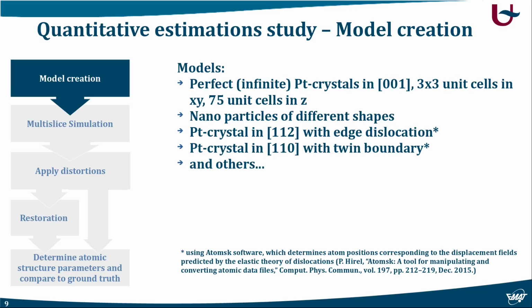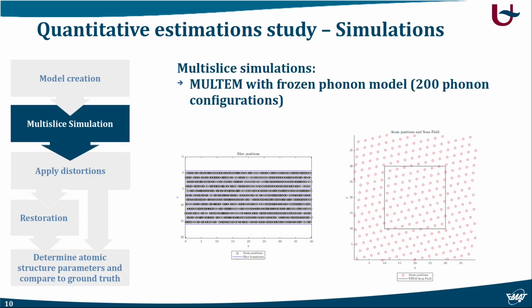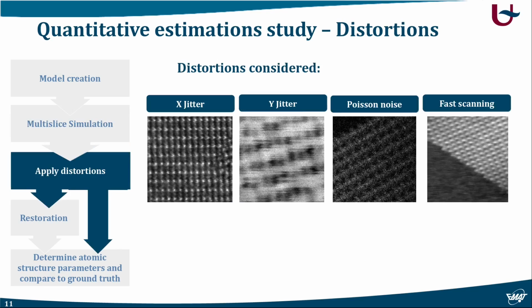We created a variety of models for this study, each of which has some sort of peculiarities, such as dislocations or twin boundaries and things like that. On those models, we would run a full multi-slice simulation using Multem with a frozen phonon model, and then apply these distortions. Now we were looking especially at distortions we believe to have the biggest impact on the quantification of atomic structures, which is X and Y jitter and Poisson noise and fast scanning distortions. Now let me elaborate a bit on how we model those distortions.